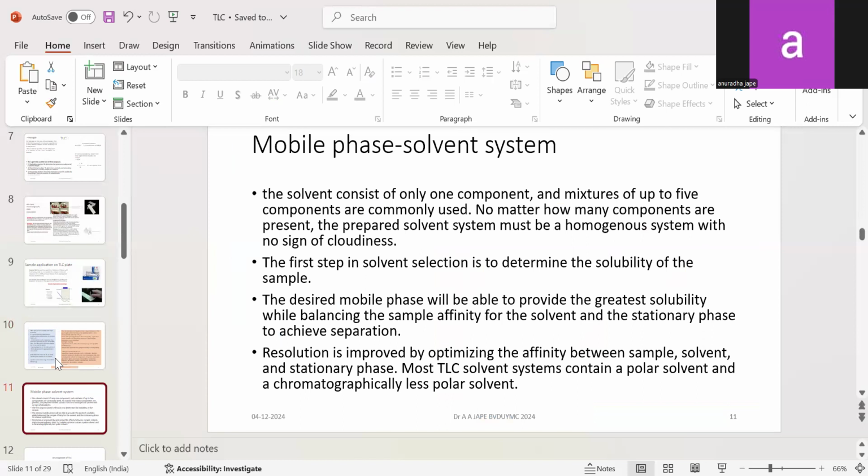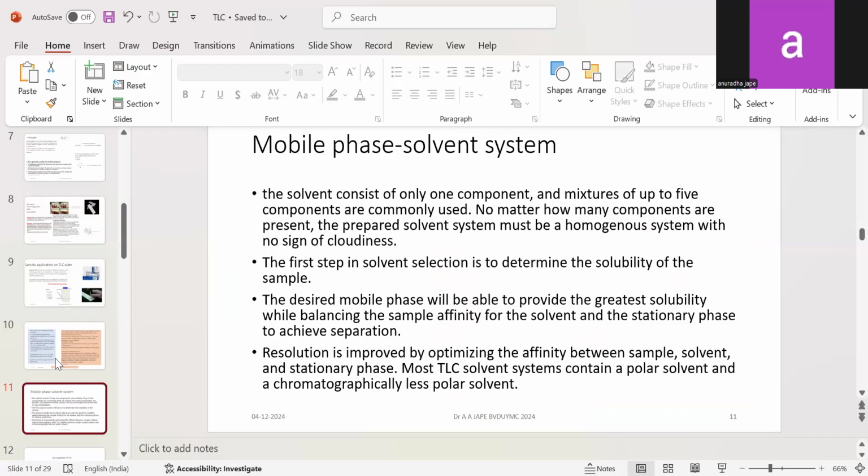Now next comes the mobile phase, which is the solvent mixture that we are going to use. And it is very important to talk about the mobile phase. Here, it is going to be a mixture of solvents.